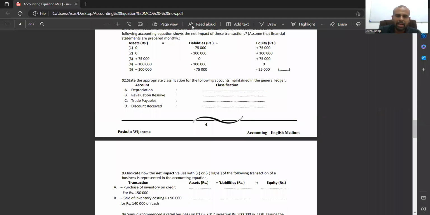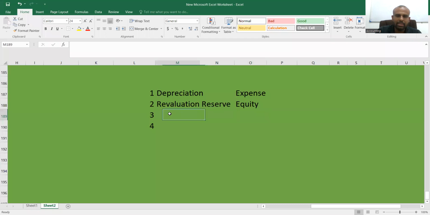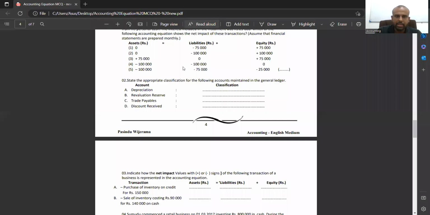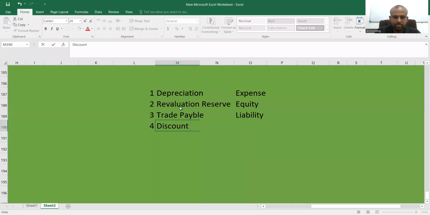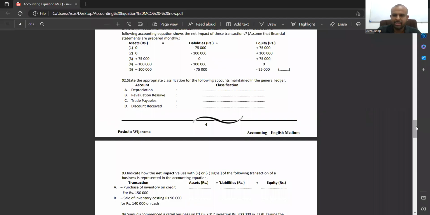Trade payables are what? Liability. Trade payables are liability. Discount received. It's an income. Discount received is an income, right? Discount received you consider as an income. Yes. Okay. You can see what type of basic questions they are testing, right?